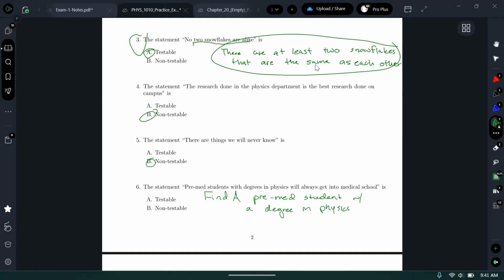Or I guess we need to find a pre-med student with a degree in physics that did not get into medical school. That's how we would prove this wrong.